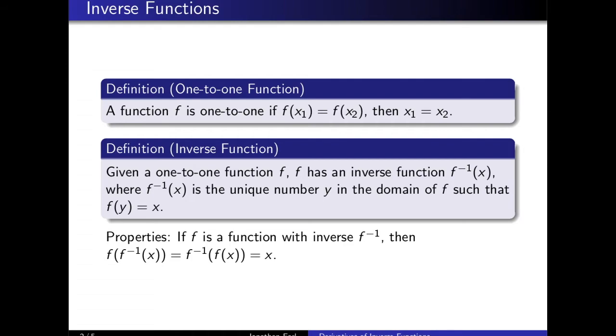Okay, so one property that we have is, so long as the inverse function exists, f of f inverse of x and f inverse of f of x is x. So they undo each other. In one sense, it's like multiplying by 3 and dividing by 3. You get back what you started with.